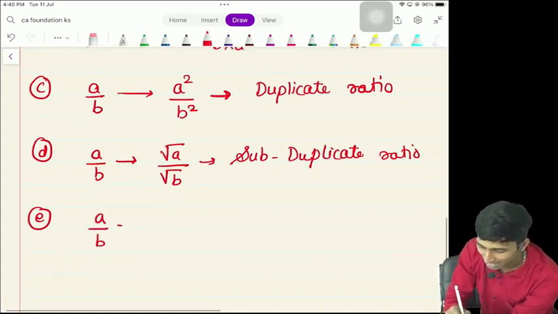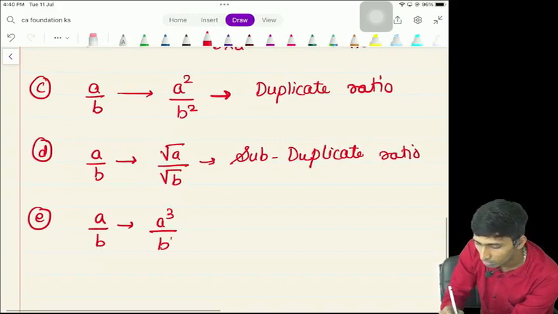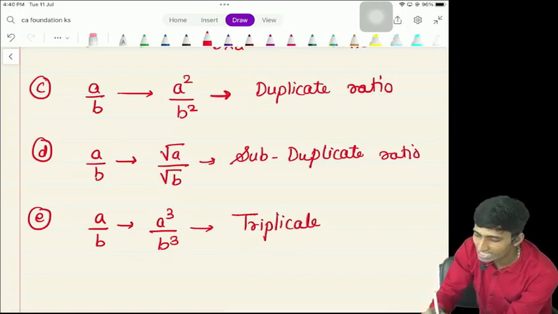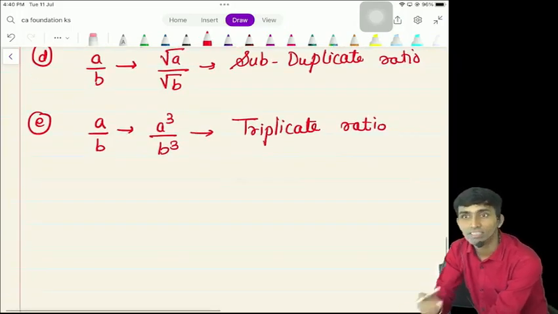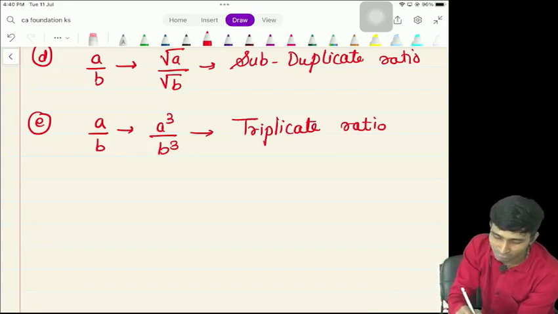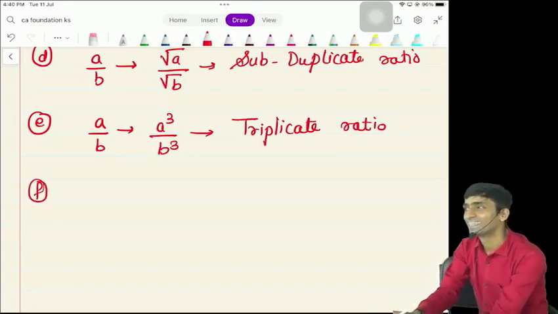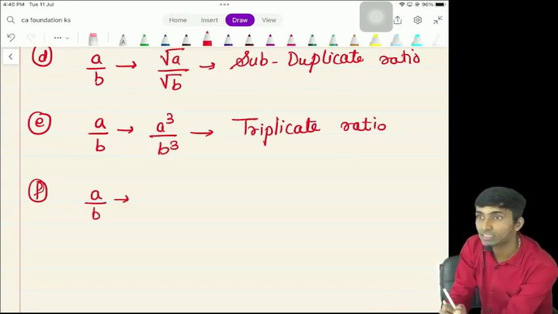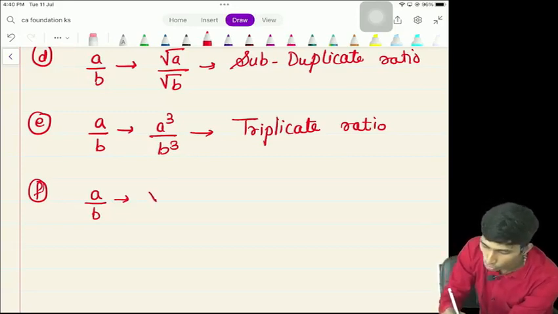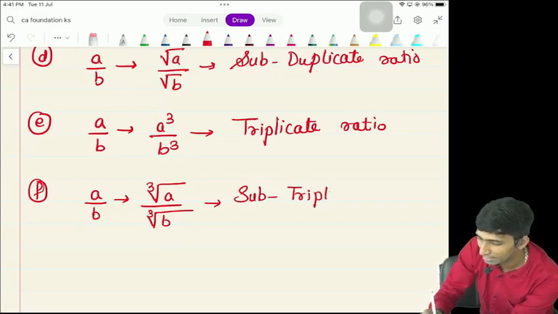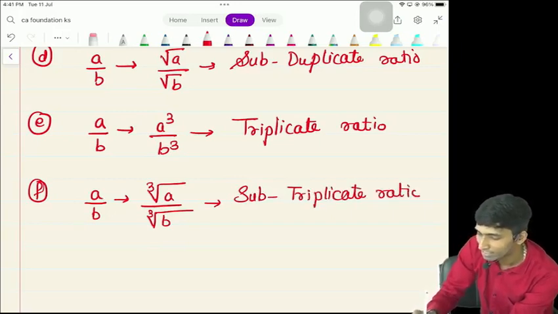A by B. If you cube it, A cube, B cube, it is called triplicate ratio. Is it easy? Yes or no? Am I going fast? Cube root of A and cube root of B is subtriplicate ratio. Therefore, I call you genius.